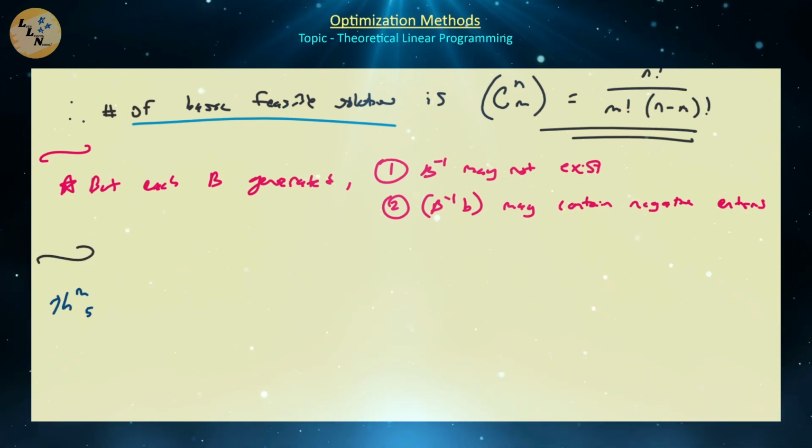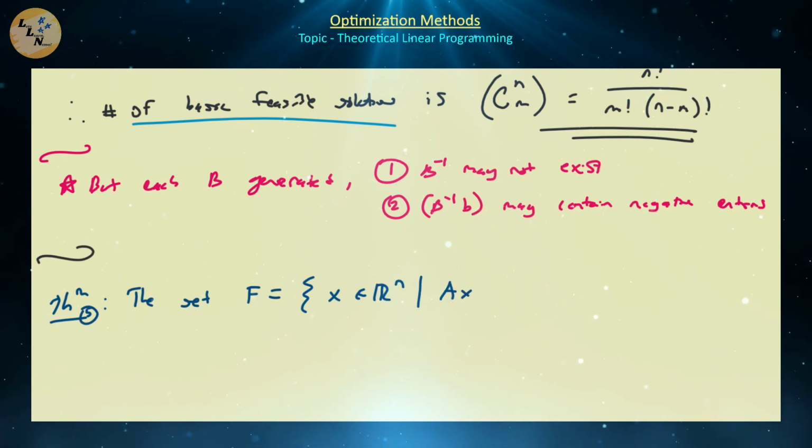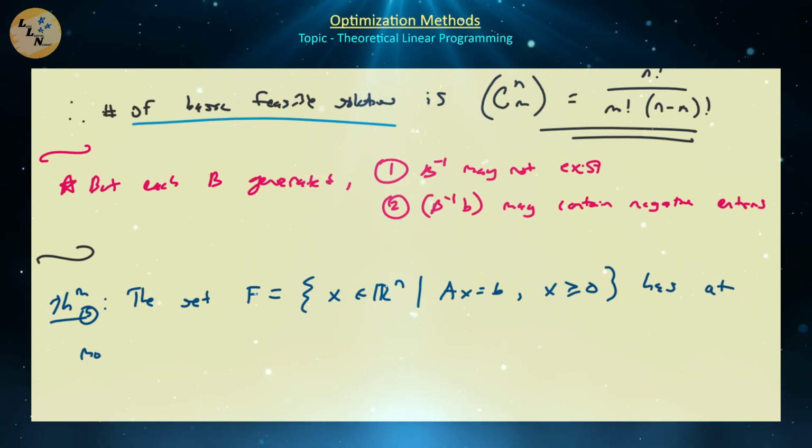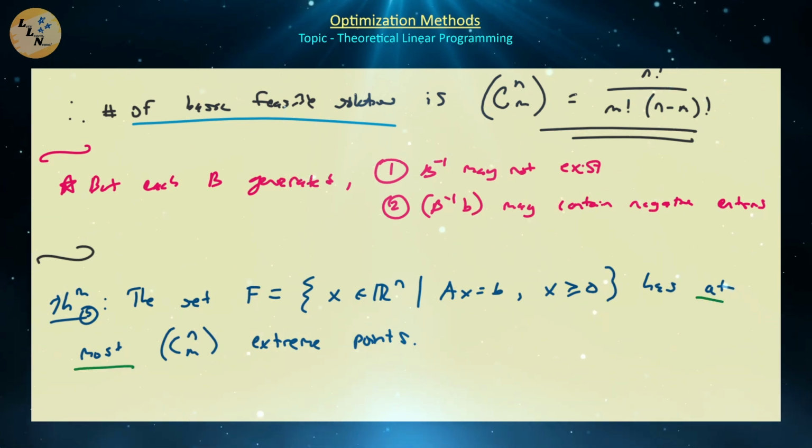So theorem number, I believe, 5. The set F, which again is the set of feasible solutions, so x belongs to R^n, Ax equals b, x greater than or equal to 0, so our standard form, will have at most n choose m extreme points. At most, right? Because once you violate those particular conditions, that gets rid of those things you shouldn't consider when you're talking about the solution of a linear program.